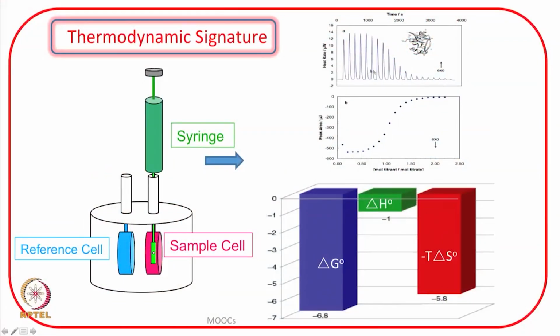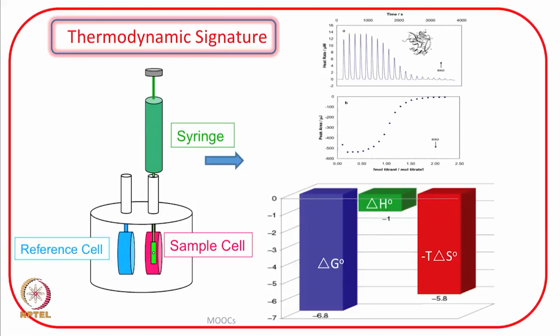We may choose to add 25 injections of a suitable volume. The volume of injection can vary from 2 microliter to 10 microliter or more, depending upon how you optimize the experiment. So, that means in one single experiment, which may constitute a certain number of injections, we will get all these three thermodynamic quantities, delta G naught, delta H naught and delta S naught. In addition to that, we will also get the stoichiometry of binding.